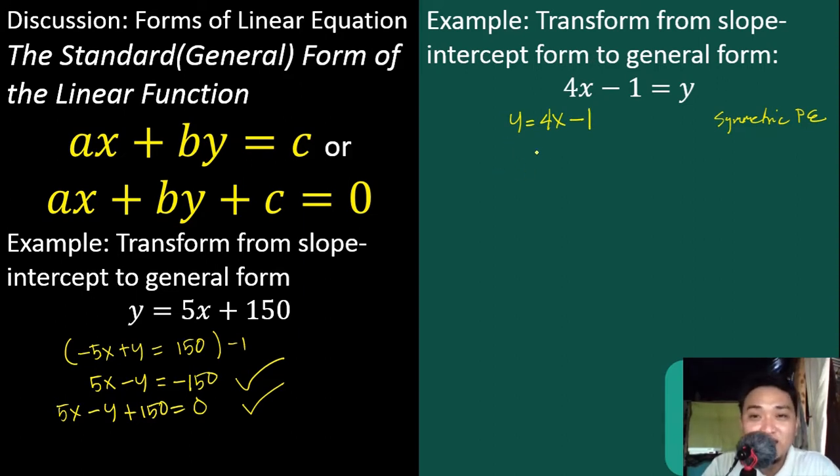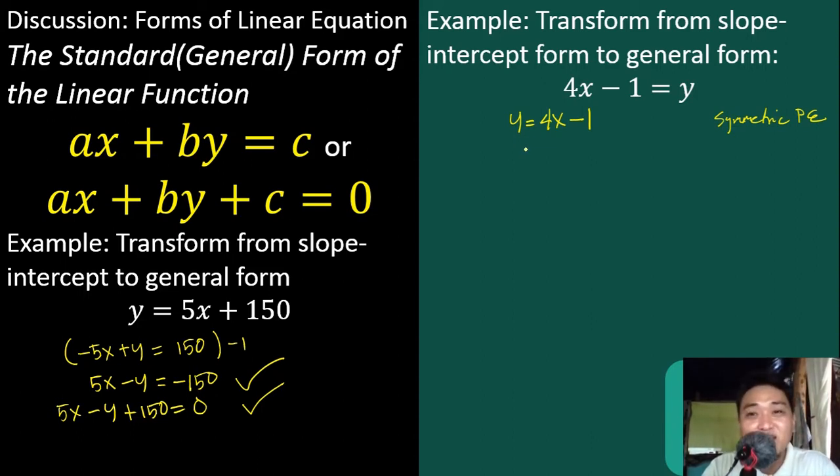Diba? So what is the form of this function? The form of this function is, sa makatuwid, that is what? Slope-intercept form. Naka-slope-intercept po siya. That is equivalent to y is equivalent to mx plus b, wherein 4 is the slope. Naka-slope-intercept form po siya. Hindi pa siya naka-general.